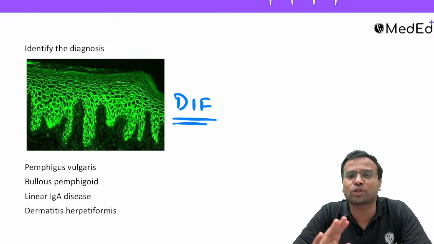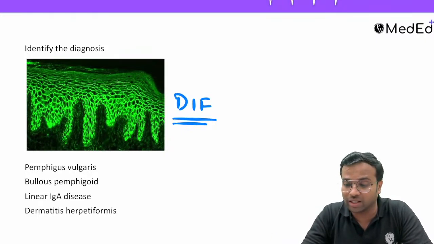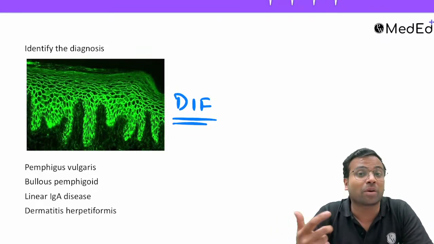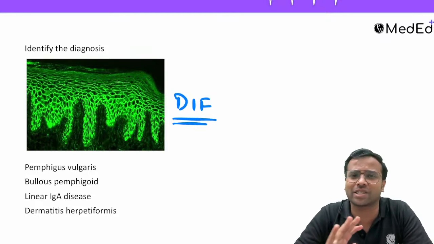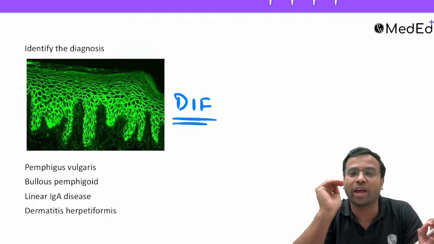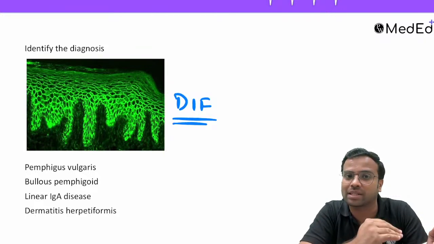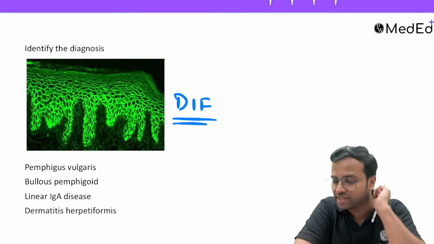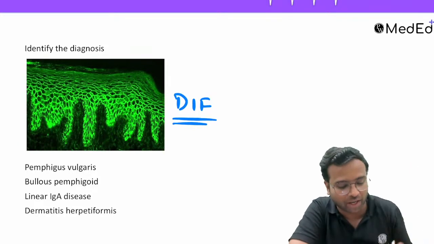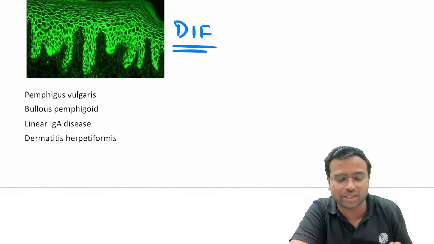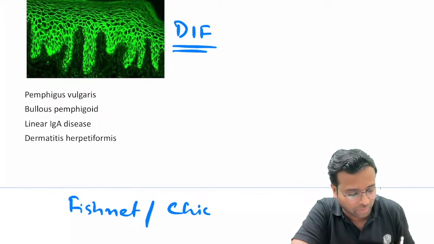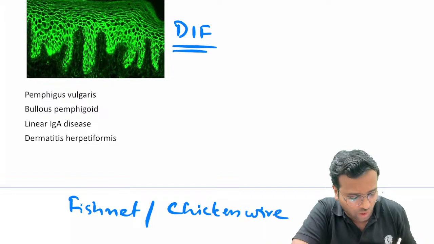So in all of those vesiculobullous diseases that you must have learned before your exam, like pemphigus vulgaris, pemphigus foliaceus, bullous pemphigoid, linear IgA disease, etc., everything that comes under vesiculobullous disease, we have learned that there is some kind of a specific DIF finding. Now, what do we see here? I think a similar image was asked where it was a fishnet pattern, isn't it? What is the name of this pattern? This is going to be a fishnet pattern or a chicken wire pattern, isn't it?